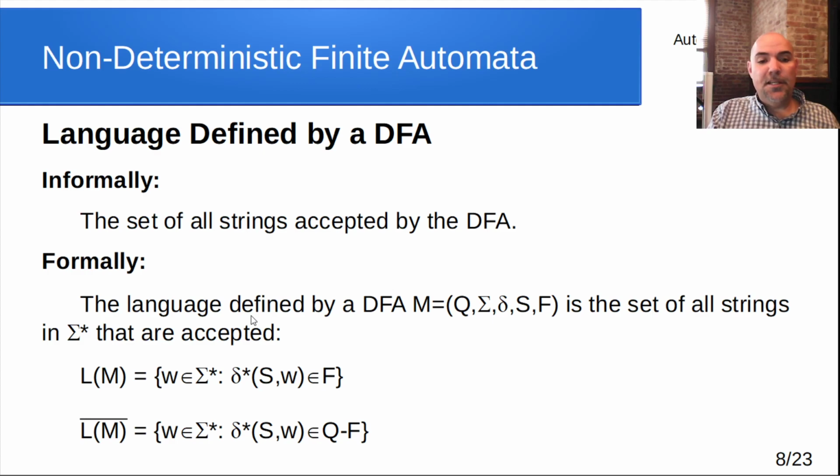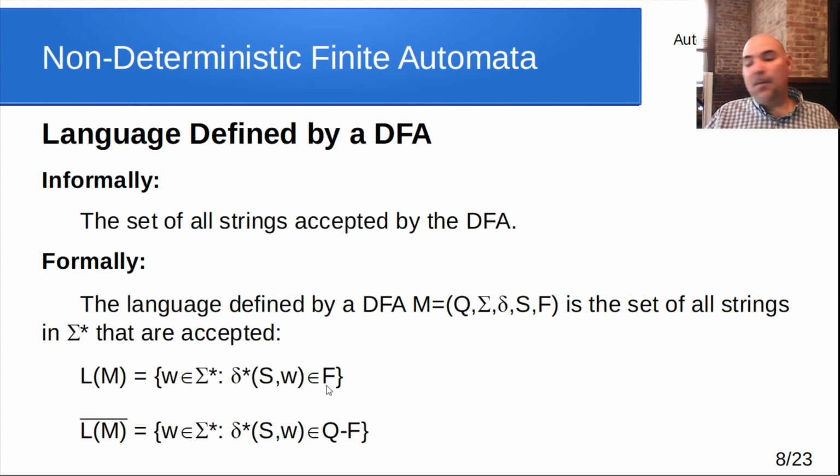The formal definition is if we have some DFA M, which is its quintuple, then the language that's defined by that is the set of all strings in the alphabet star that are accepted. So in other words, the language of this machine M is all strings W, element of sigma star, such that if we use the extended transition function by starting in the start state and consuming that string, we end up in a final state.